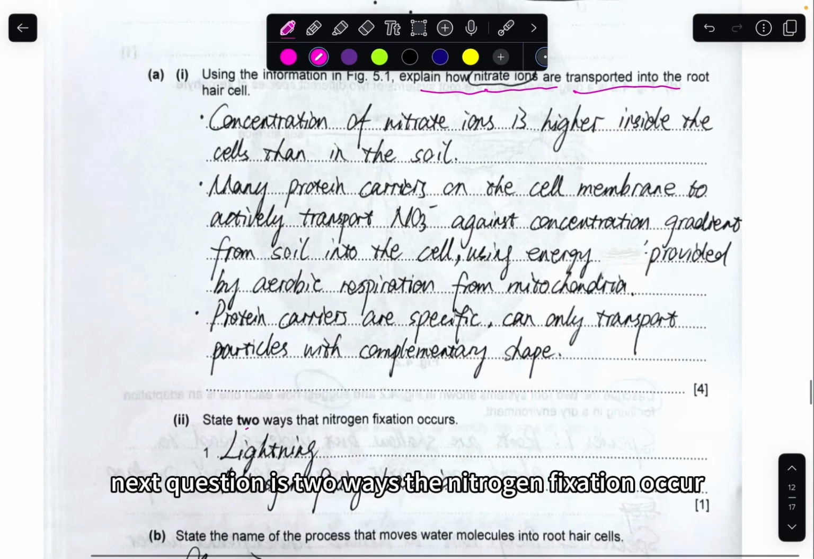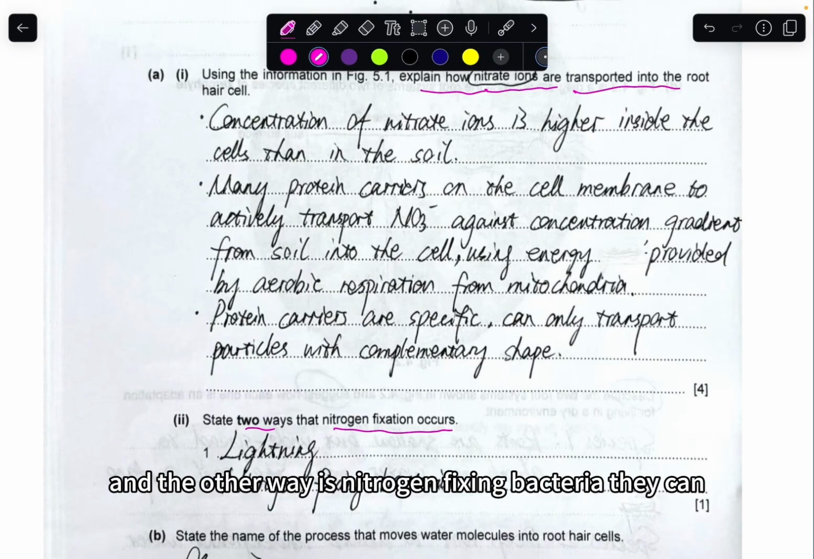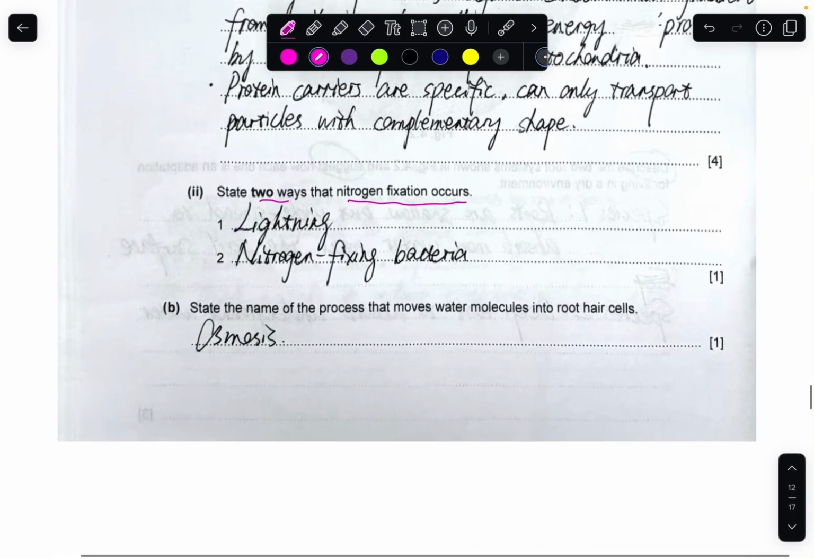Next question is, two ways the nitrogen fixation occurs. So for nitrogen fixation, one way is lightning during the rain, and the other way is nitrogen fixing bacteria. They can fix the nitrogen in the atmosphere.